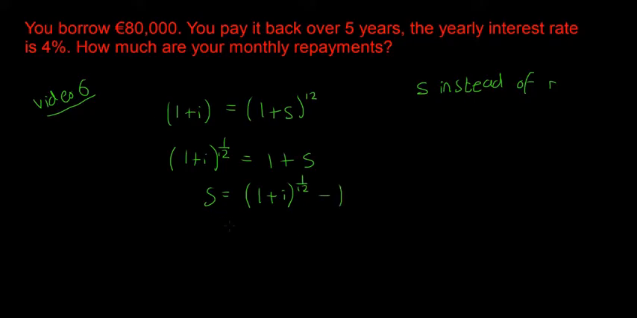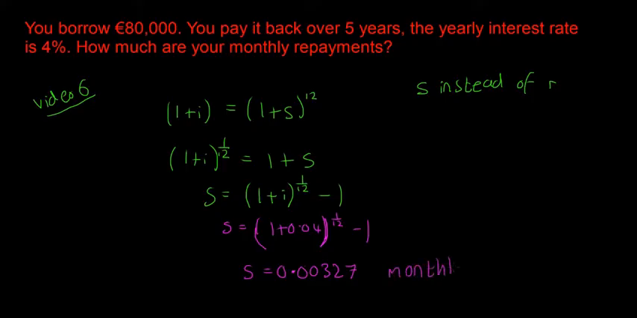So in this case we're going to have that S is equal to 1 plus 0.04, to the power of 1 over 12, minus 1. Sorry, that's a terrible bracket there. You have to put that into your calculator and you'll find out that S is equal to about 0.00327. I'm just going to leave it at that many decimal places. So now we have the monthly interest rate. And now the next step is we can stick it into the formula.